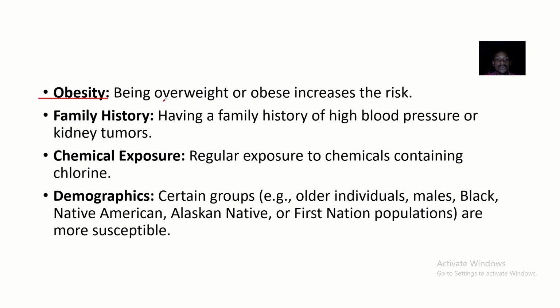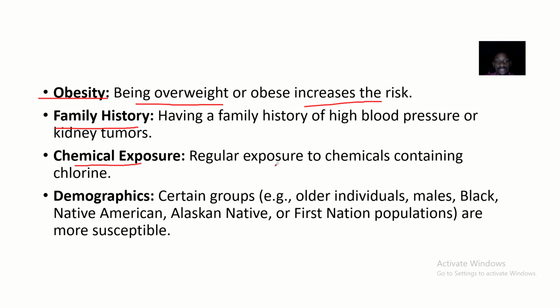Obesity. People who are obese or overweight are at an increased risk of having kidney tumors. Then family history. We said that having a family history of high blood pressure or kidney tumors means you too are at risk of having these kidney tumors.